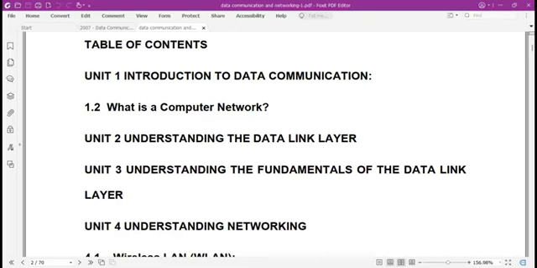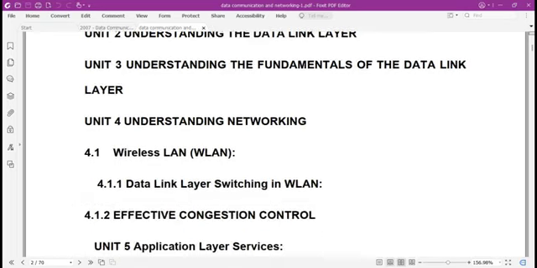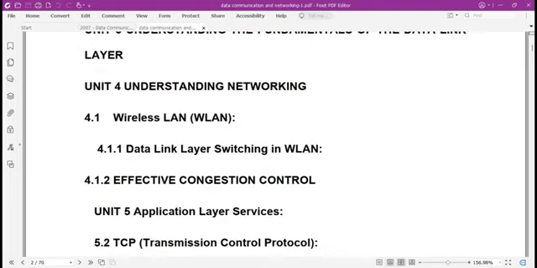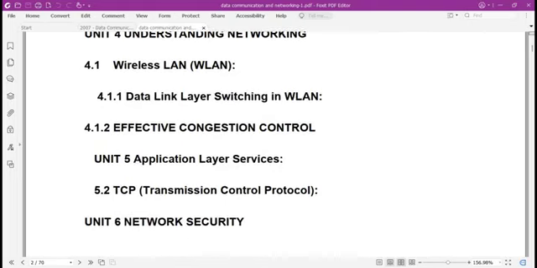Under Unit 1, you're going to describe what a computer network is. Unit 2, understanding the data link layer. Unit 3, understanding the fundamentals of the data link layer. Unit 4, understanding networking. Then Unit 5, application layer services. Unit 6, network security. These are all we are going to be taking.